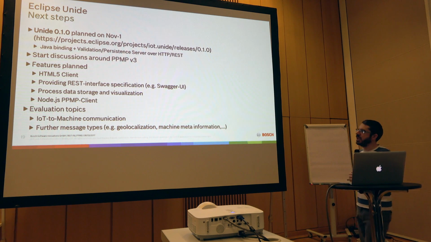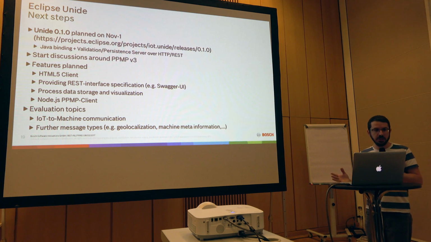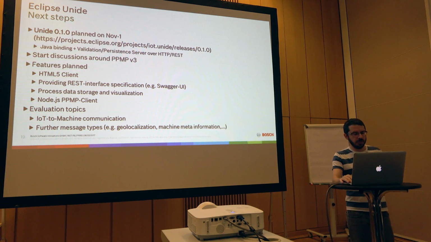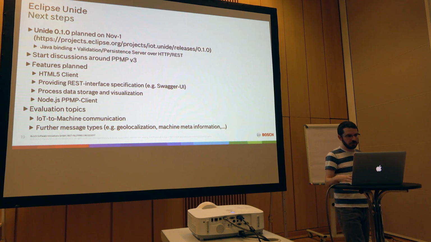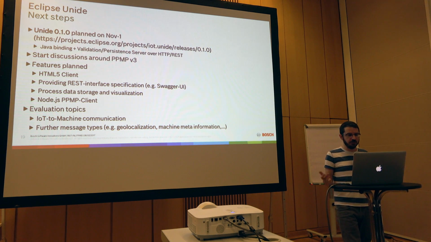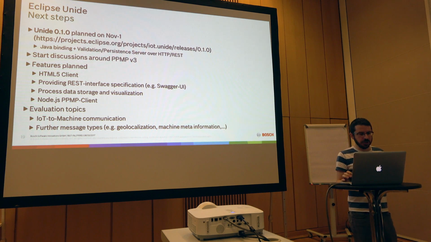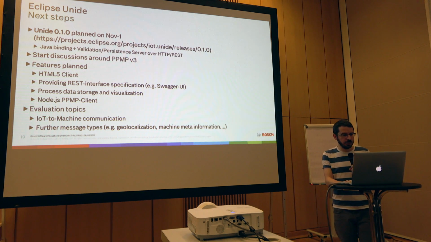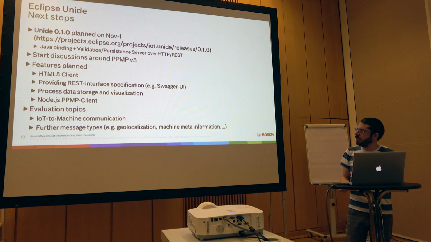Last slide, next steps. A release is going to be done imminently. The project has all the approvals, so Unide 0.1 is coming. What's going to be there is the Java binding plus the little server and the integration with InfluxDB for storing and validating data. Next, we're starting to discuss PPMP v3, the third version of the language, with maybe more message types like geolocation, more meta information, and so on. In terms of features, Axel is working on a nice HTML5-based client that people can use to easily test PPMP with their mobile phone and feed accelerometer data into a PPMP backend. A Node.js client is also in the works.